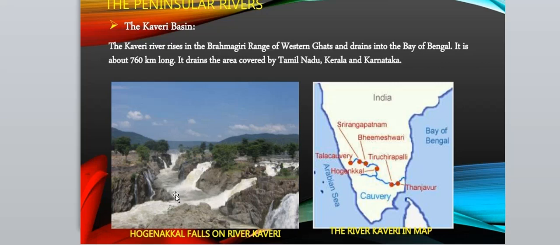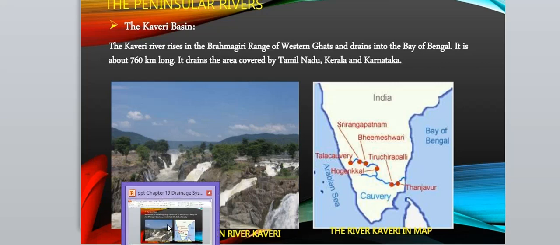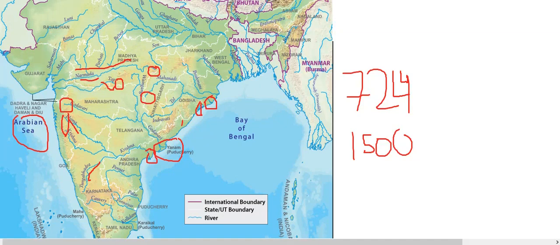It passes through Tamil Nadu, Kerala, and Karnataka. Three states it passes through. You see that this is the Kaveri. It originates from the Brahmagiri hills of Karnataka. Then it comes to Kerala and Tamil Nadu, ultimately draining into the Bay of Bengal. So this was about the peninsular rivers, all rivers like Mahanadi, Godavari, Narmada, Tapi, Krishna, and Kaveri.